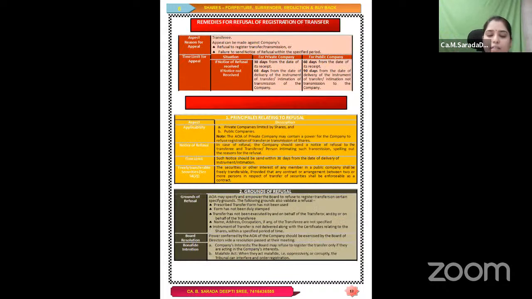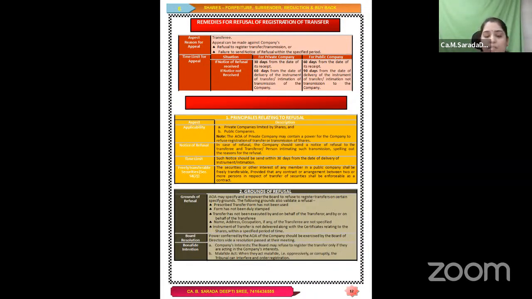Another important thing I have to explain to you: in the following cases, the registration of transfer would be refused by the company. What are the cases when a company can refuse the registration of transfer? The public company and private company. In case of a private company, the transfer will take place only within the existing members of the company, as you all know. But in case of a public company, the transfer can take place even outside the company, with outside members and the public in general.